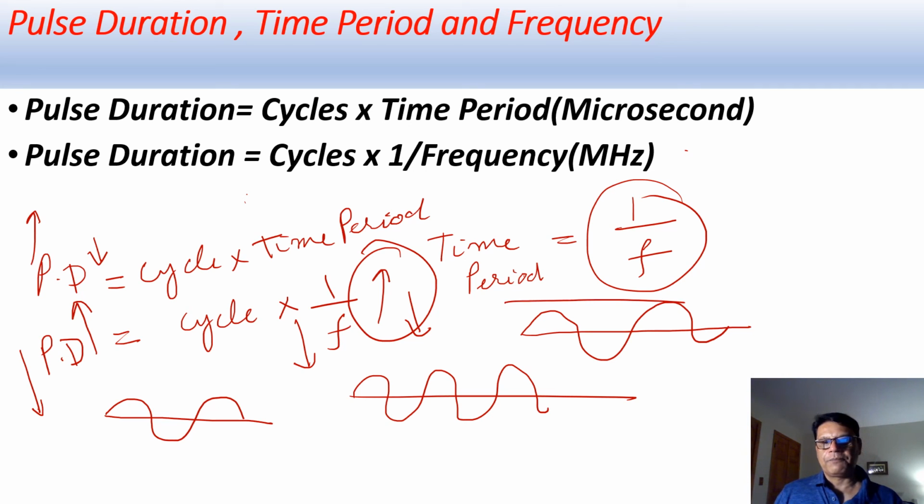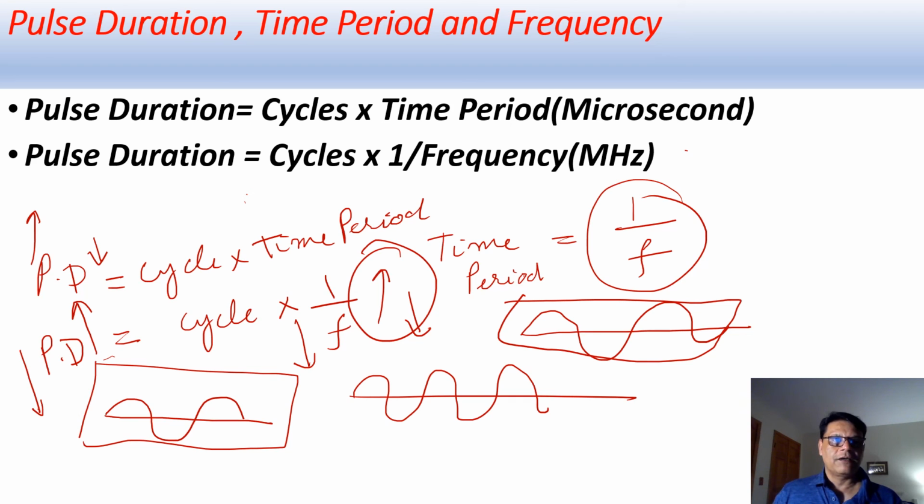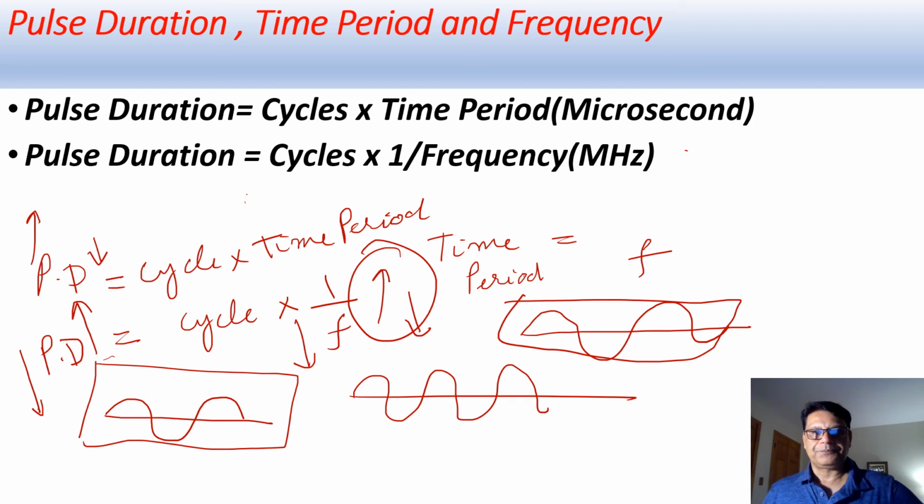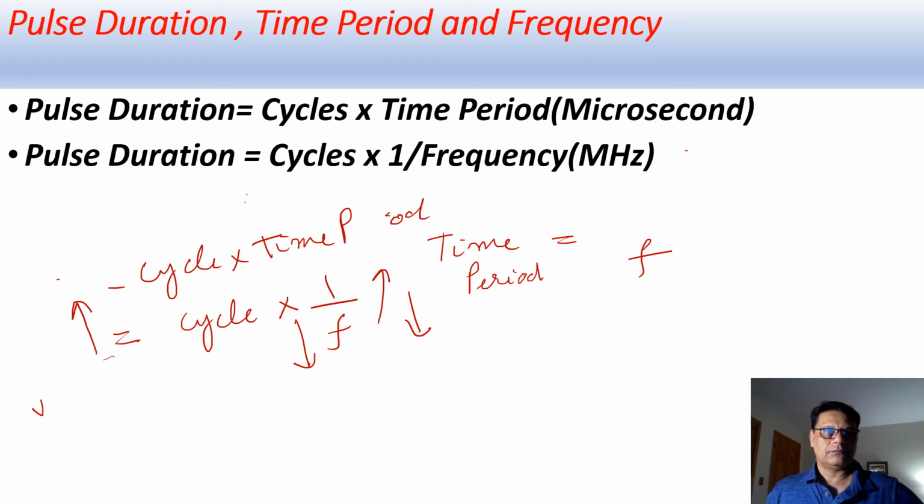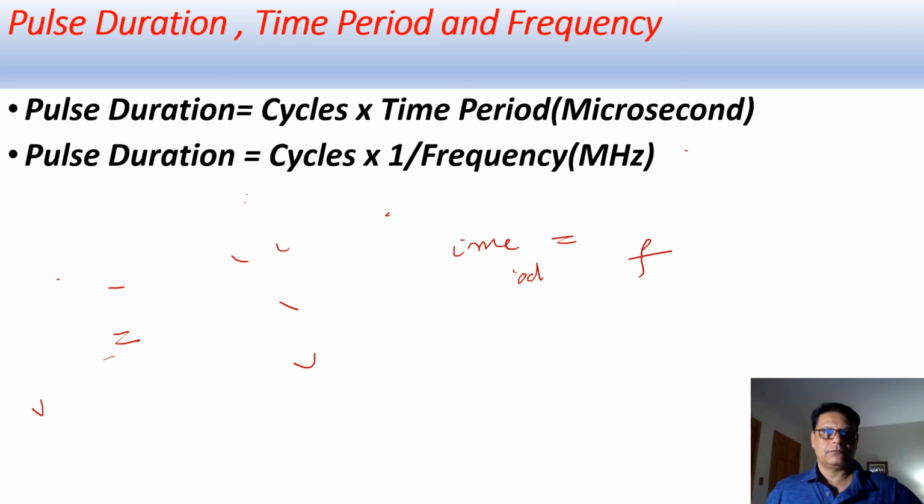So this is a larger pulse and this is a smaller pulse. A smaller pulse has low pulse duration, and a larger pulse has high pulse duration, and pulse duration is inversely proportional to the frequency. Let's move forward.